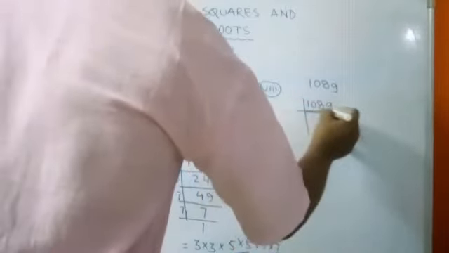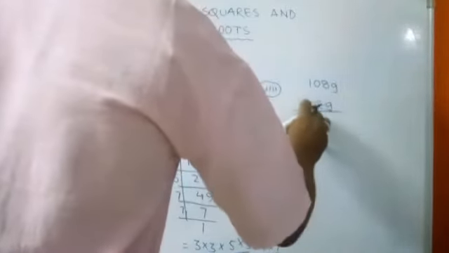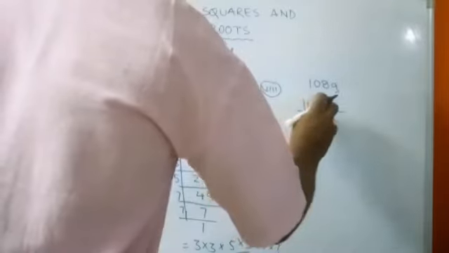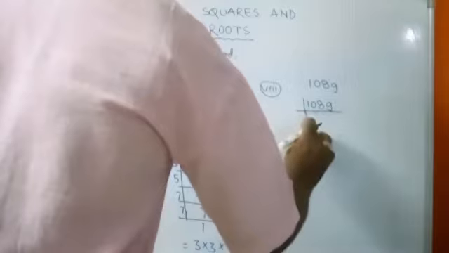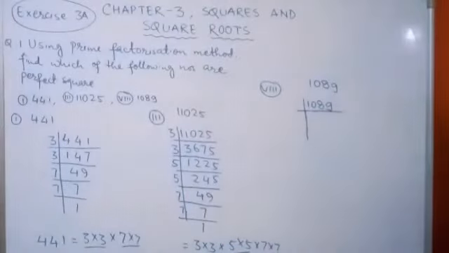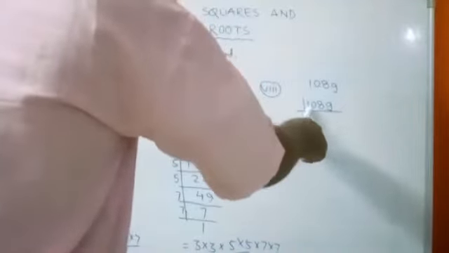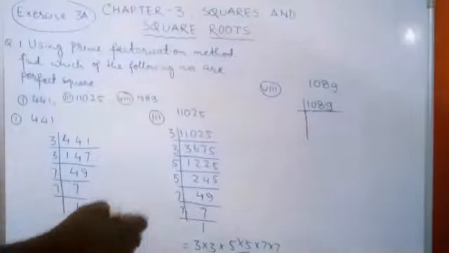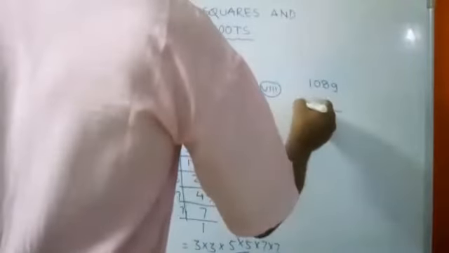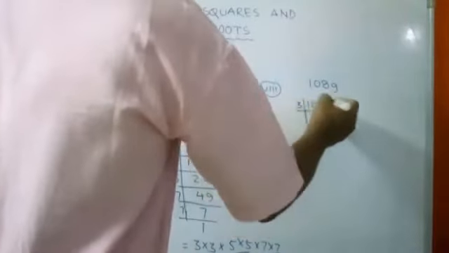See, the sum of the digits present in the number 1089 is equal to 18. 9 plus 9 is 18, 8 plus 9 is 17, 17 plus 1 is 18. That means we have to, first of all, factorize 1089 by using 3.